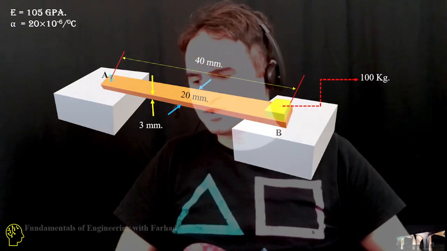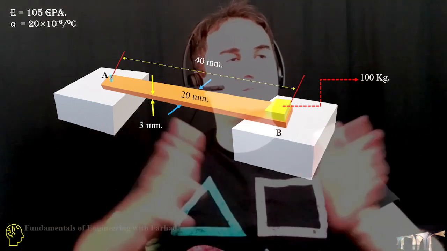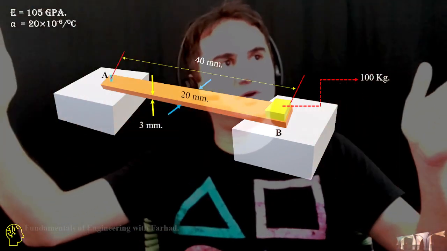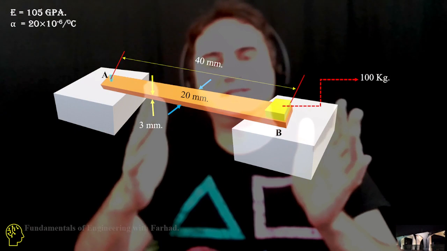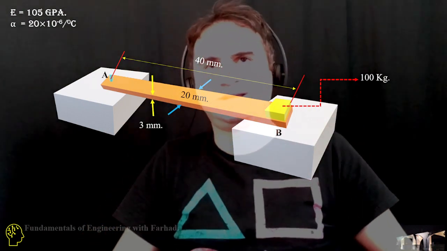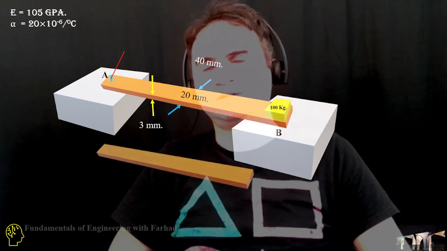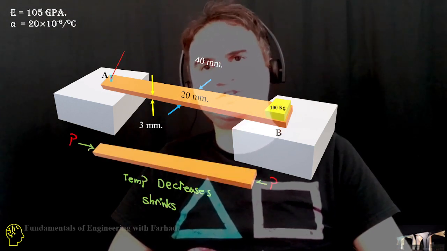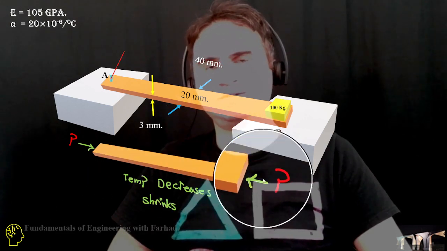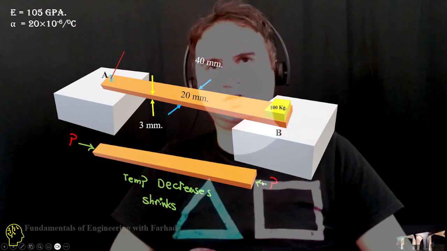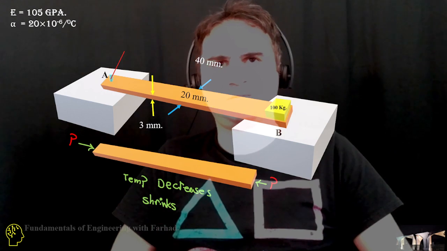If this is our geometry, first of all, we know that if the brass bar is expanding, there is a pull on the bar toward the support, and if there is a decrease of temperature, it is going to shrink. If we draw the free body diagram, you can easily see that if temperature drops, there is a shrinkage. If there is a shrinkage, it means there is a compression push force at the two ends of our brass bar.